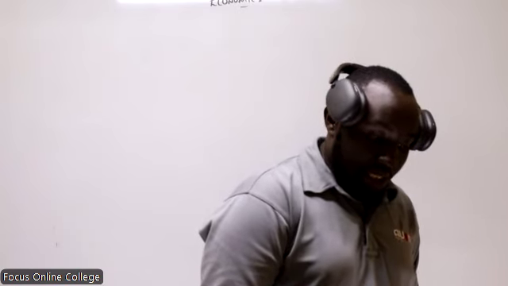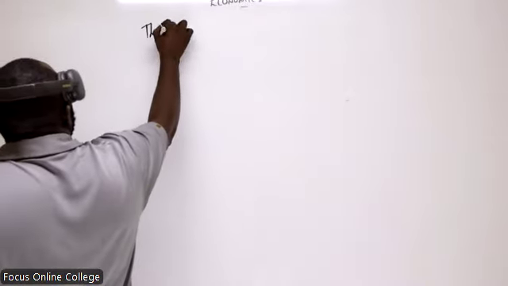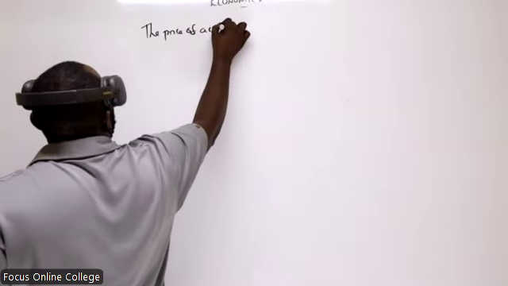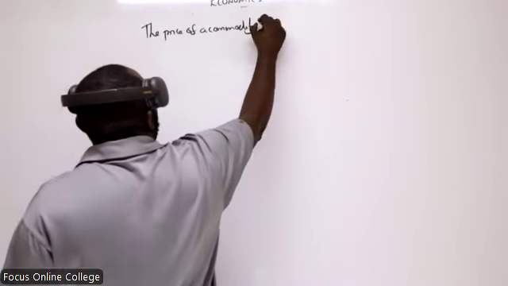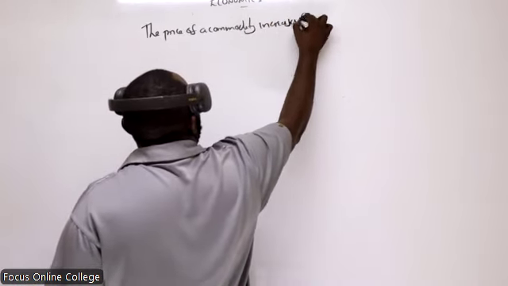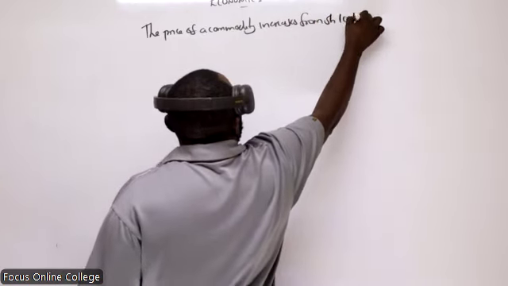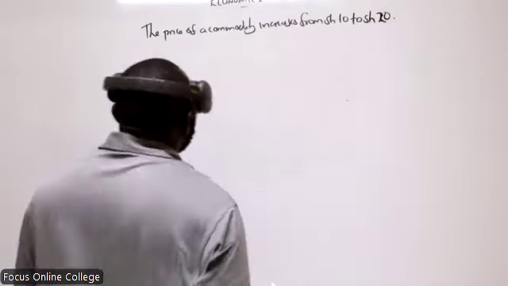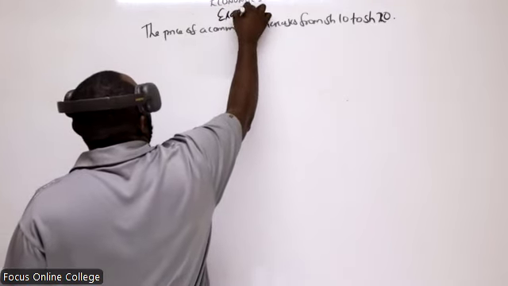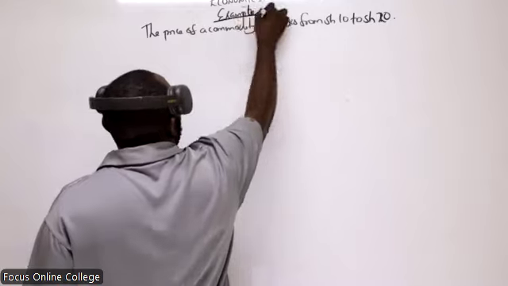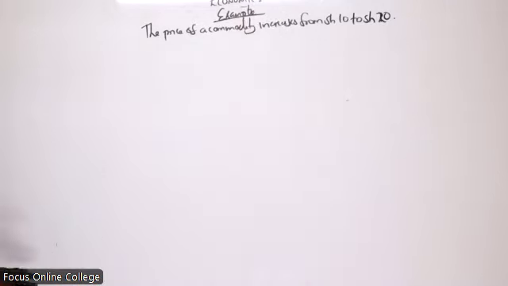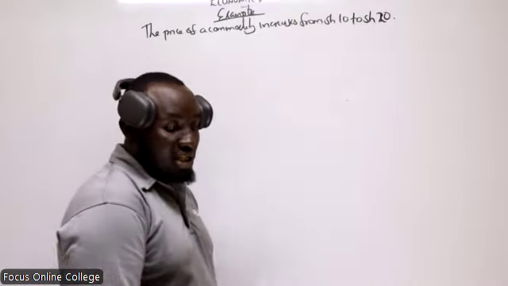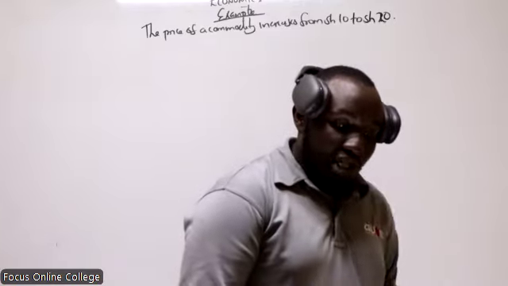The next we can talk about: the price of a commodity increases from shillings 10 to shillings 20. This is example 2. The price of a commodity increases from shillings 10 to shillings 20.